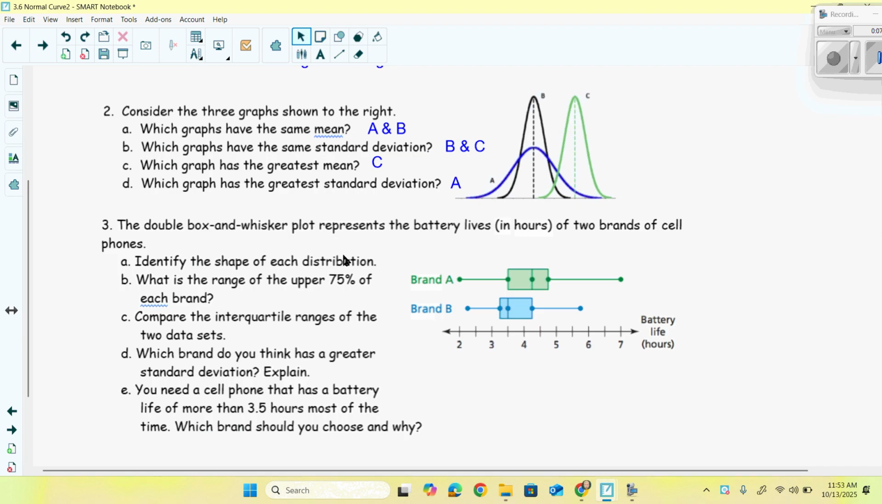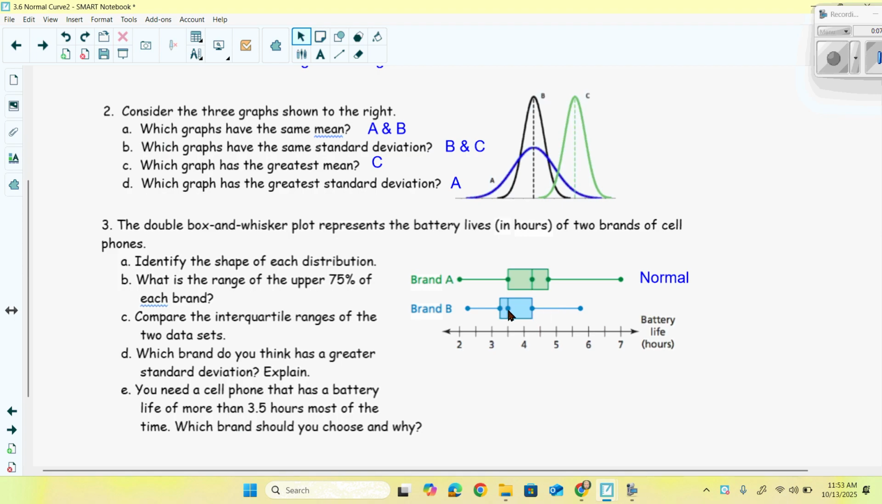Moving on, last little problem here before you're able to get into the homework, I think, or we're going to do some classwork stuff in this video. The double box and whisker plot represents the battery lives of two brands of cell phones. Identify the shape of each distribution. Well, if you look at this one, it looks roughly uniform. We're going to say that's a normal curve.